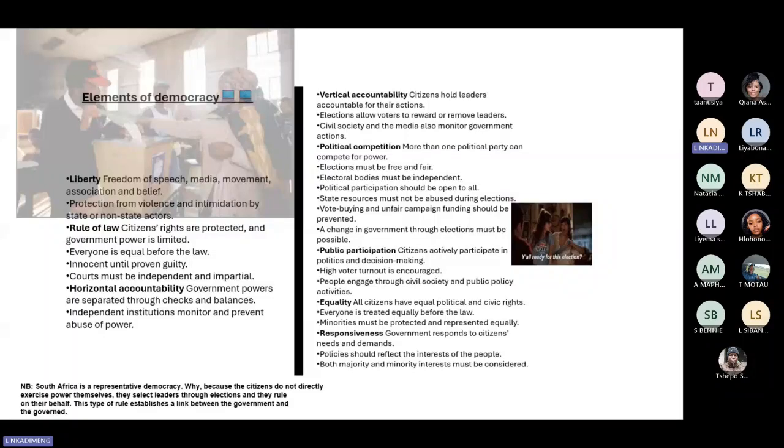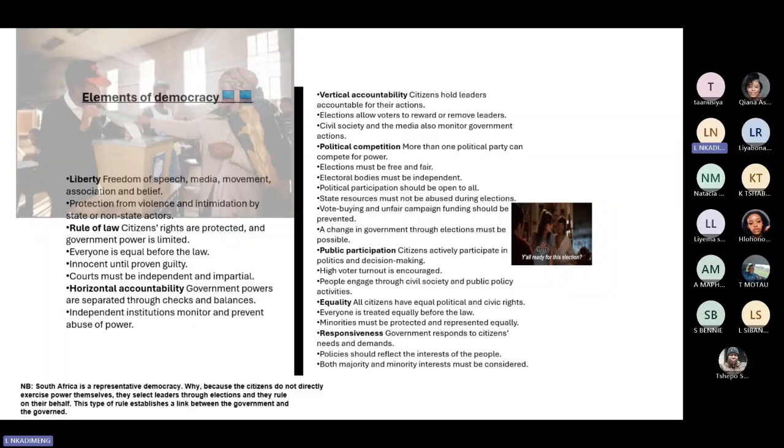So I give maybe the IEC 1 billion to say, okay, steal those votes for me so that I can be president. That's why they say political participation, and there must not be vote buying. A change in government through election must be possible as the votes are. If we voted for this political party with a majority, the IEC knows which party won. So again, we have public participation: citizens actively participate in politics and decision making.